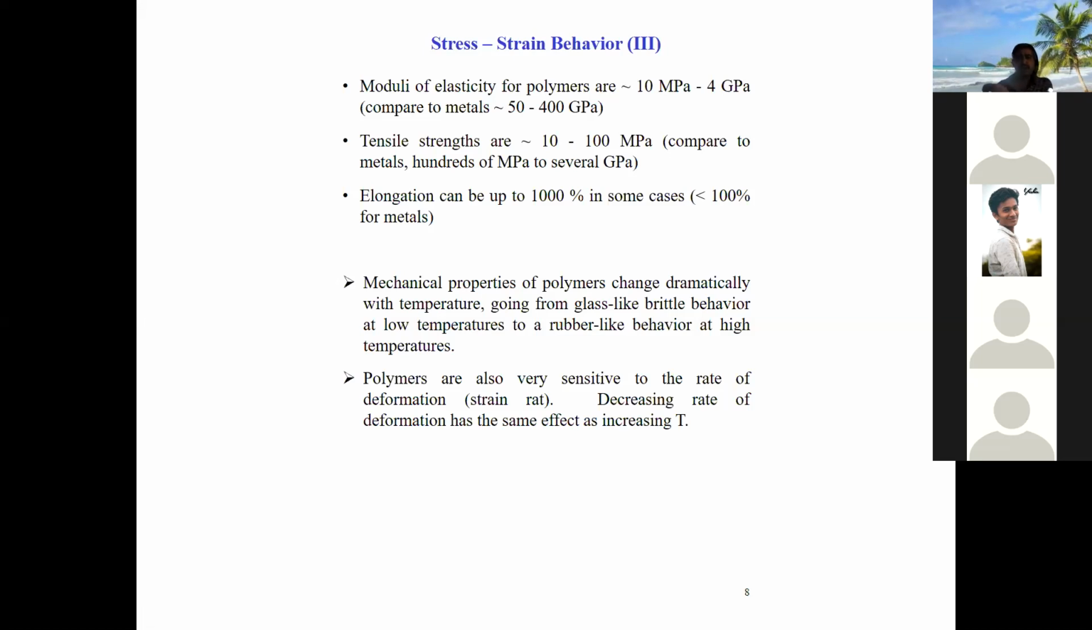Likewise, the mechanical properties of polymers also change with temperature. A polymer shows brittle, glass-like behavior at a very low temperature, flow behavior at a very high temperature, and viscoelastic behavior at intermediate temperatures. So it is an elastic property at very low temperature and a viscous property at very high temperature. These are also sensitive to the rate of deformation, meaning how fast you are applying the stress. The stress rate and the strain rate are both important.